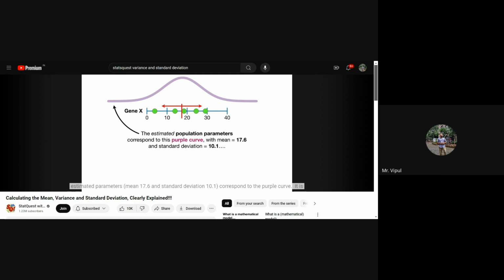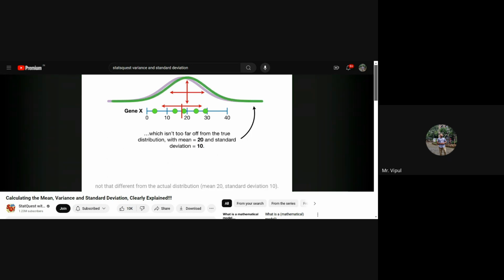The estimated population parameters correspond to this purple curve, with mean equals 17.6 and standard deviation equals 10.1. Which isn't too far off from the true distribution, with mean equals 20 and standard deviation equals 10. With more data, the estimated parameters would be more accurate and we would have more confidence in them. However, with just 5 measurements, we still did pretty well, and that saved us a ton of time and money.